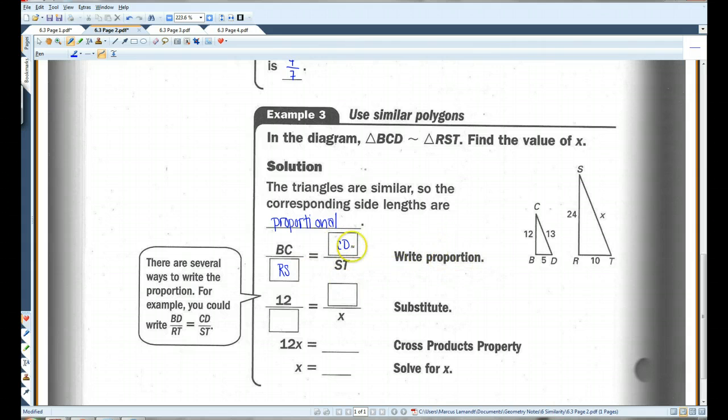I'm going to substitute things for this. BC I know is 12. RS is 24. ST is x, CD is 13. Let's cross multiply. I have 12x, 24 times 13.